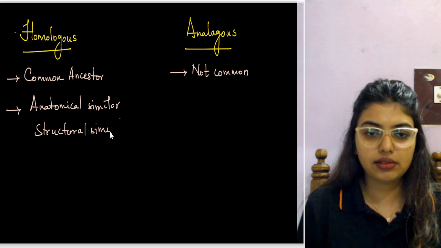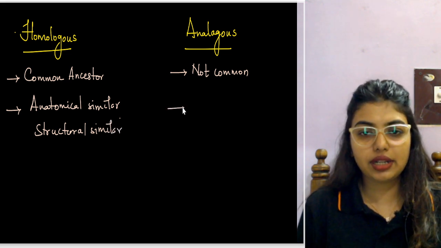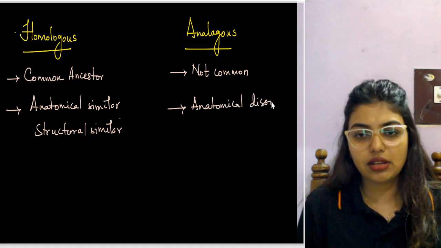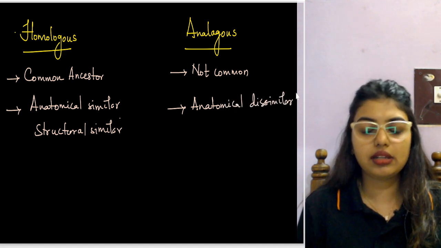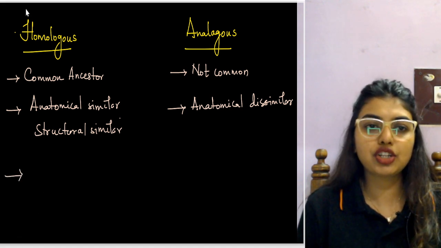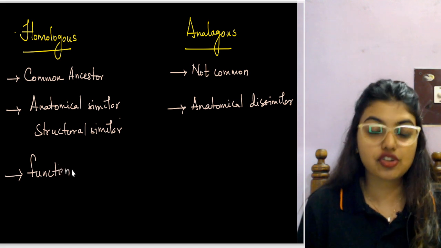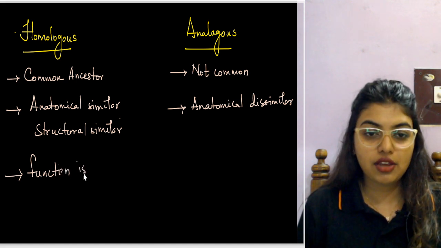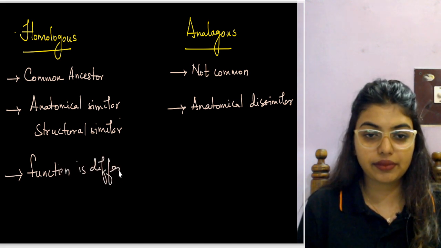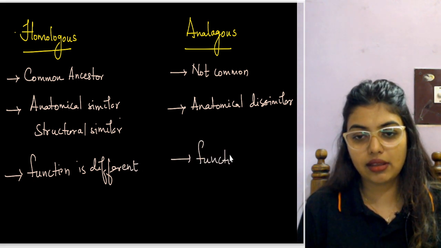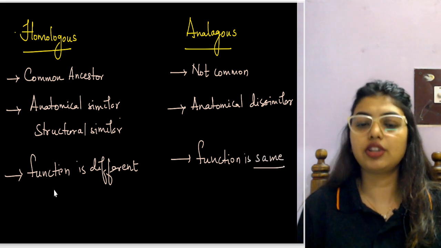And here you can say anatomically dissimilar. Yes or no? They're not similar, right? Here, you talk about the function. In homologous, structurally the same, but the function is different. Here in analogous, the function is the same.